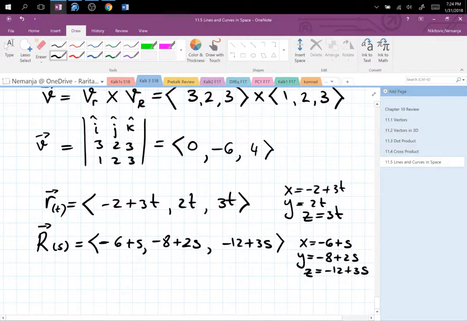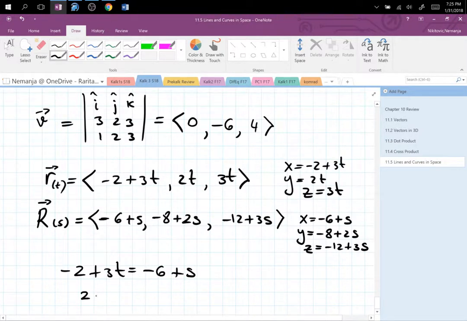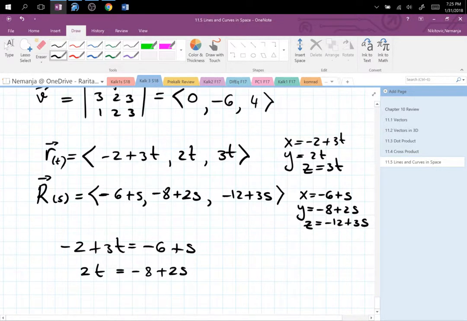So now, if I want to find the point of intersection, if the intersection is at 1, 2, 3, well, x-coordinate of both lowercase r and uppercase R better be 1, right? So I am setting negative 2 plus 3t to be the same as negative 6 plus s. Then I have 2t is equal to negative 8 plus 2s. This is the overdetermined system. So 3t is equal to negative 12 plus 3s.